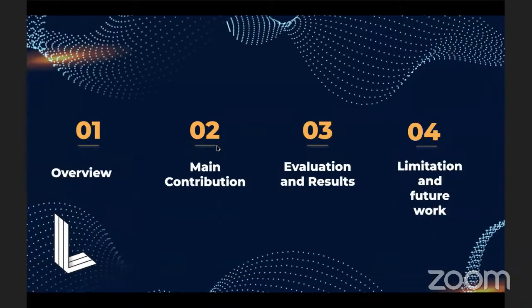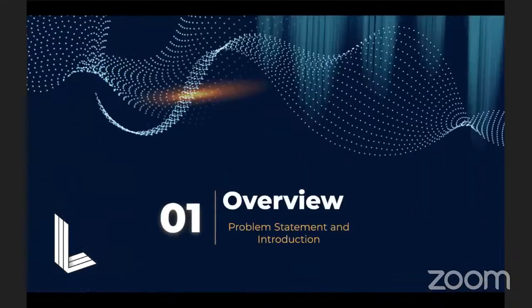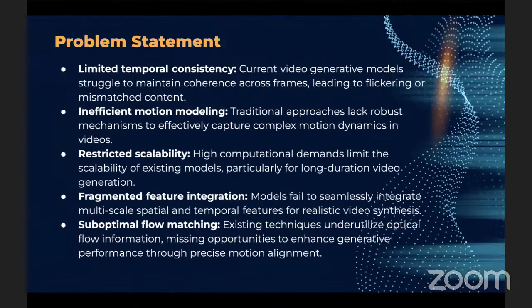We'll start with an overview of the challenges in video generation and then introduce the solution, pyramidal flow matching. We'll explore its main contributions, discuss the evaluation results, and finally, touch upon limitations and future work. Let's begin by addressing the current landscape of video generation. Existing video generation models face several key challenges.